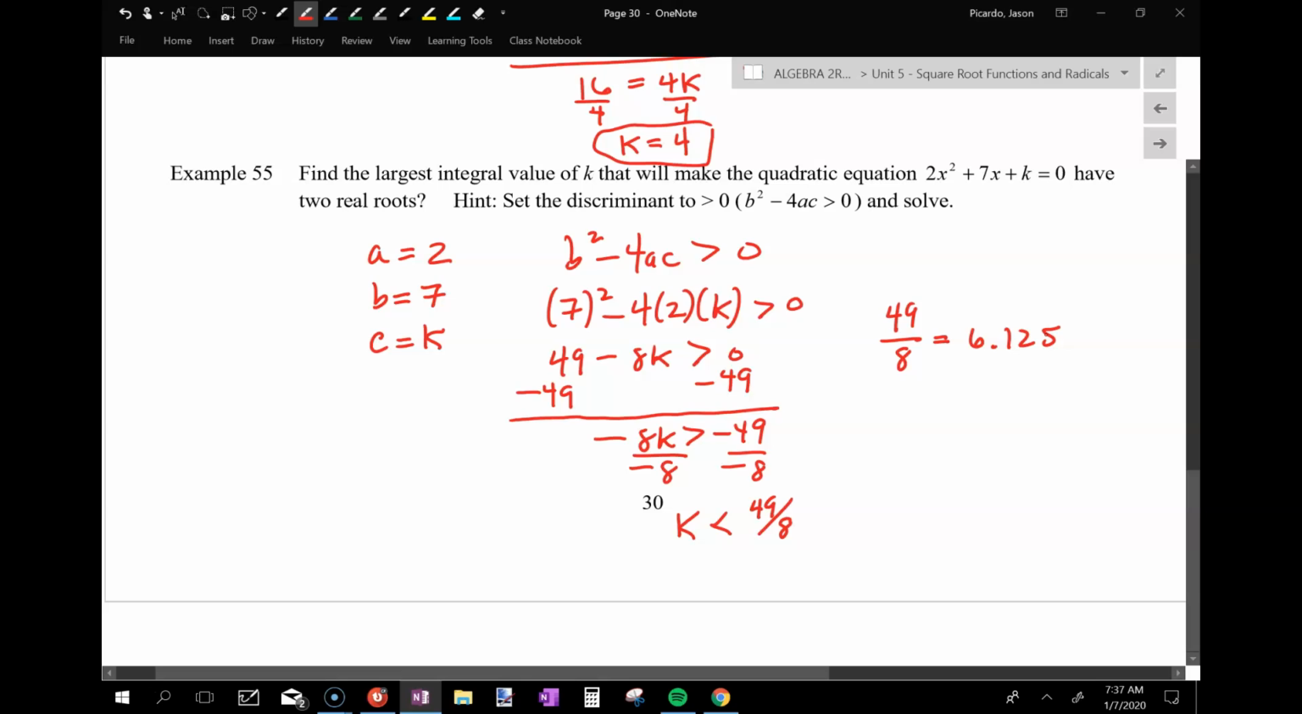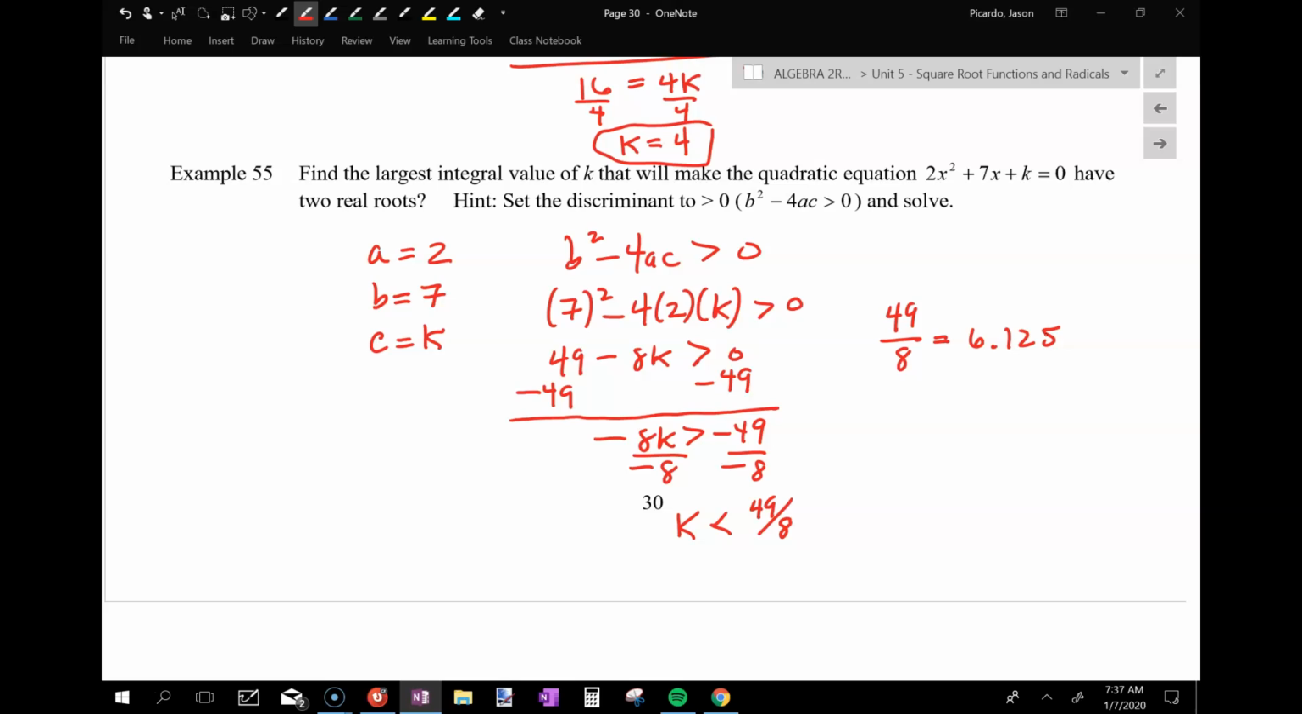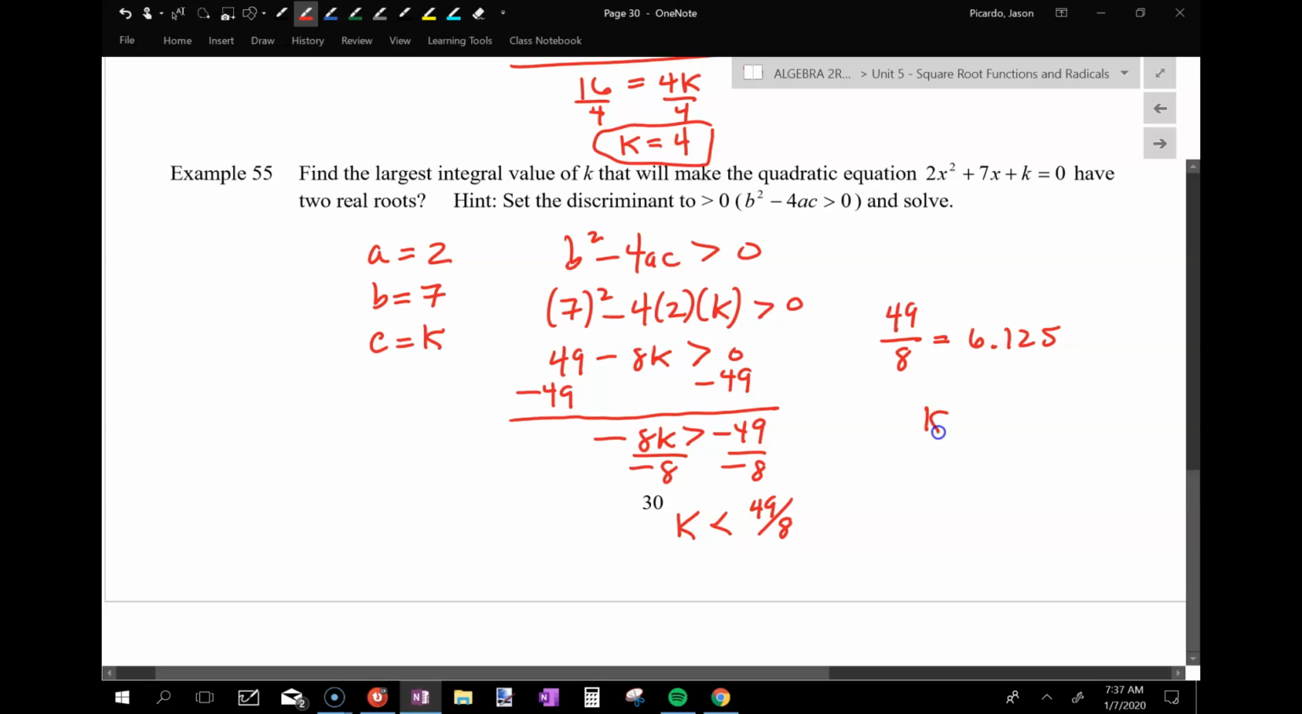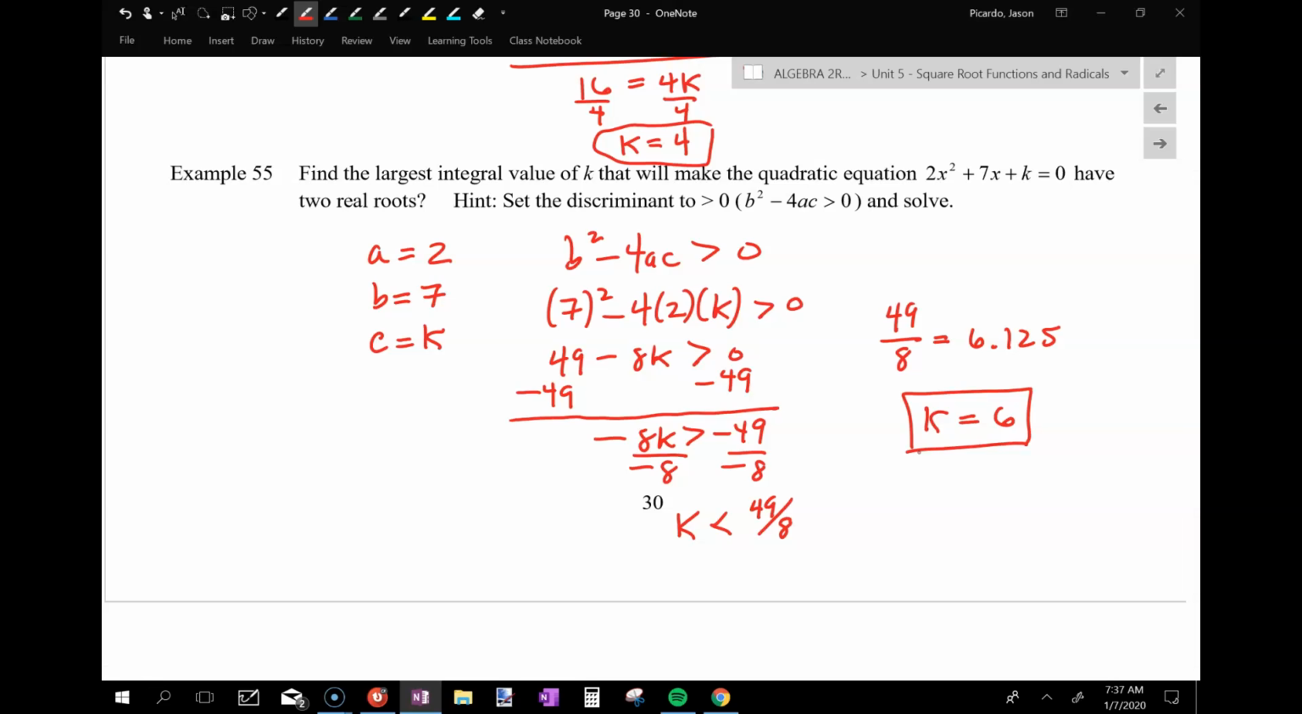So what is the answer to the problem? The value of k has to be a number that is less than 6.125. So what's the largest integer that is less than 6.125? 6. So k has to equal 6. Everybody good with that? Okay.